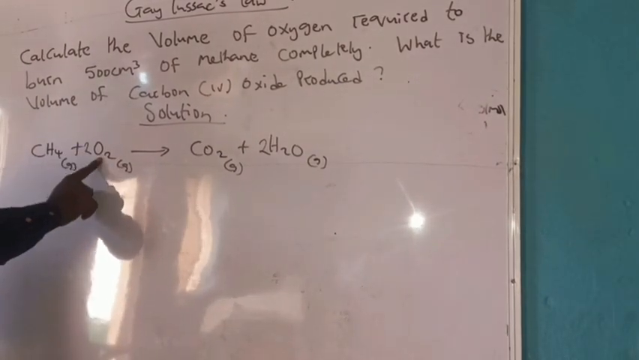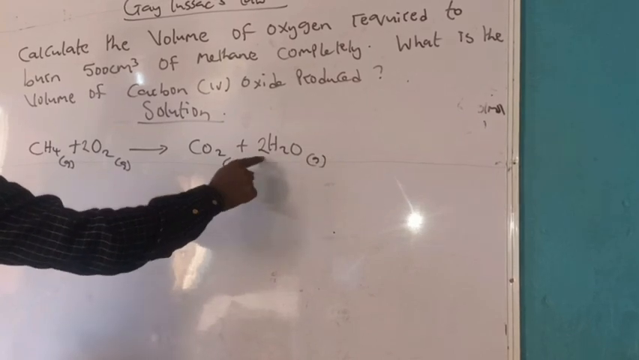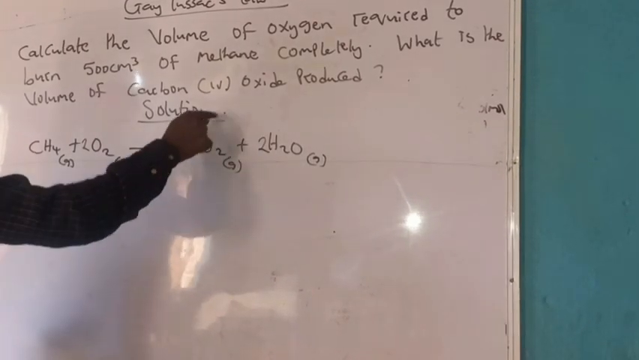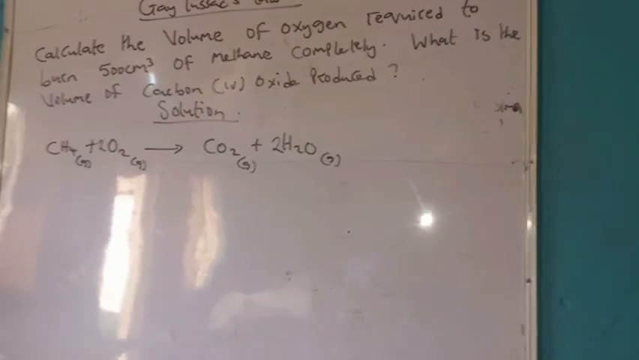then 2 times 2, 4 oxygen is here, then these 2 will affect this oxygen. That's 2 oxygen here, and there's 2 oxygen here. 2 plus 2 will give you what? 4. So it means the atoms are balanced.